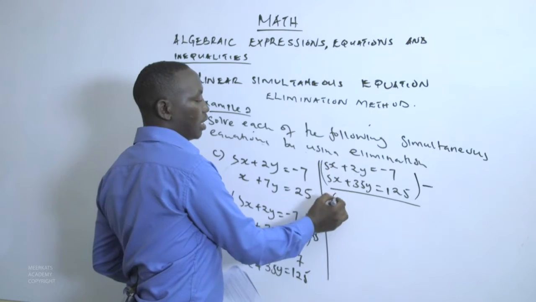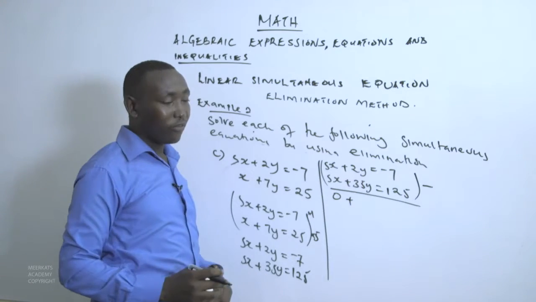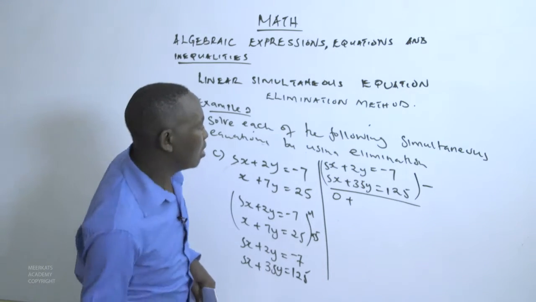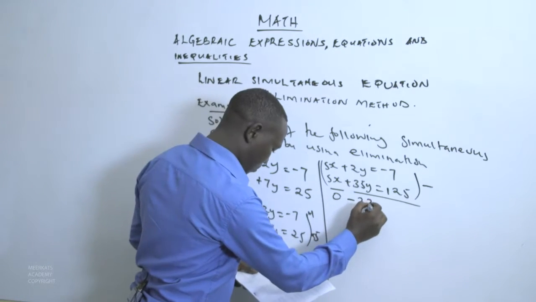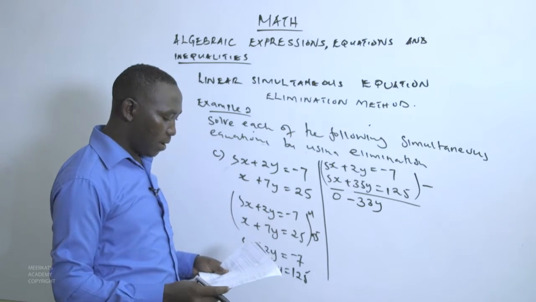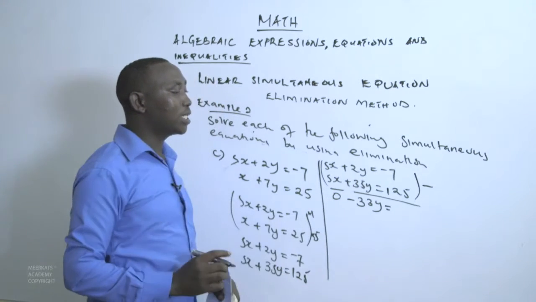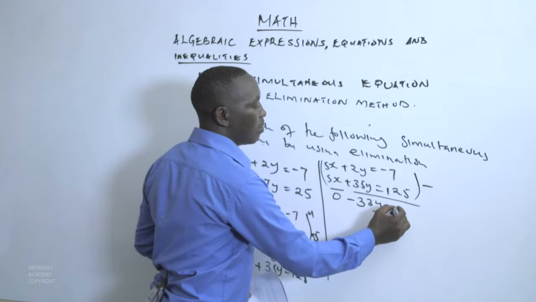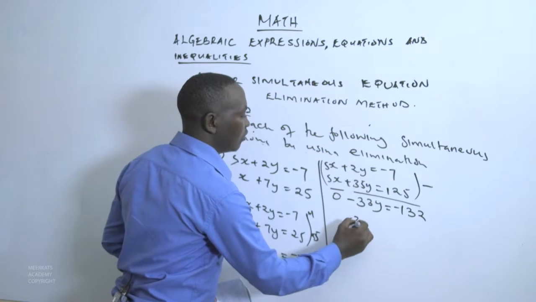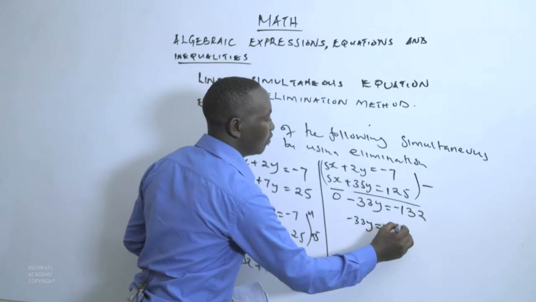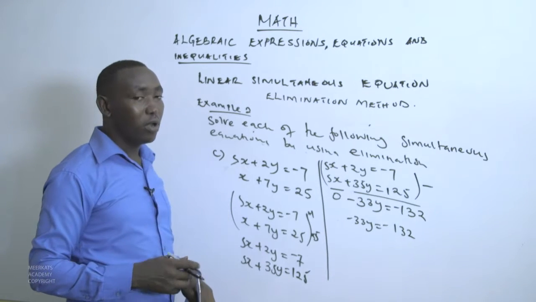This will give us 0 plus 2 subtract 35, you will get minus 33. You'll get minus 33y is equals to, when you take minus 7, you subtract 125, you'll get minus 132. This will be negative 33y is equals to negative 132. We have eliminated the x as a pronumeral.